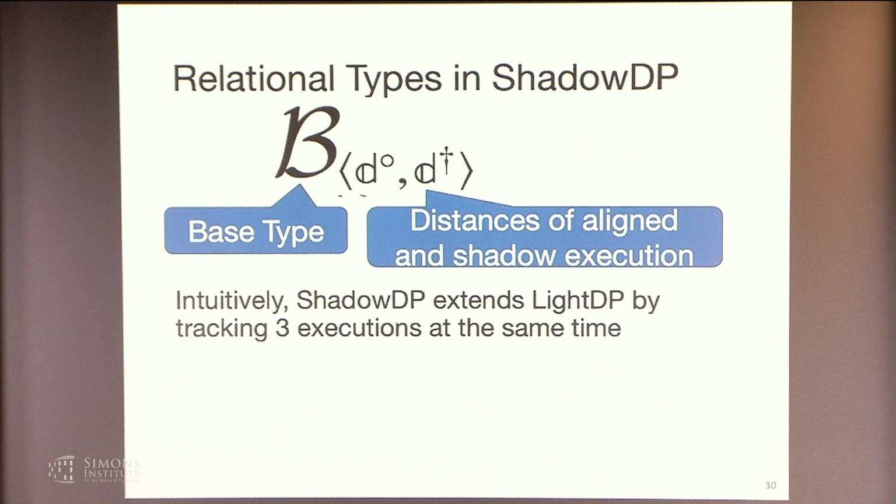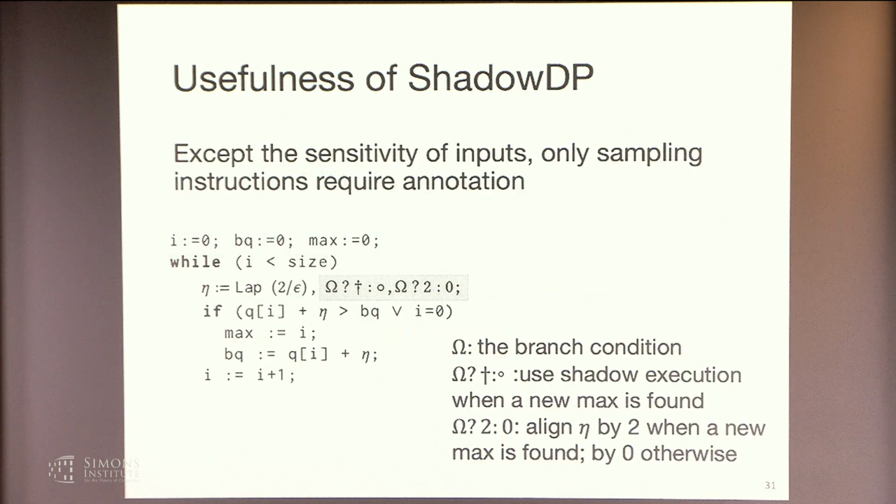So the change in this new system called ShadowDP is basically that we track two extra executions on the adjacent database, and both of them are described by a D. Intuitively, ShadowDP extends LightDP by tracking 3 executions at the same time. You might think that might make it much more complicated for the programmer to verify the code. But we also did a lot of work to simplify the design. So at the end of the day, the programmer still only needs to write down very simple annotation in the source code, even though the type system underneath tracks 3 executions at the same time.